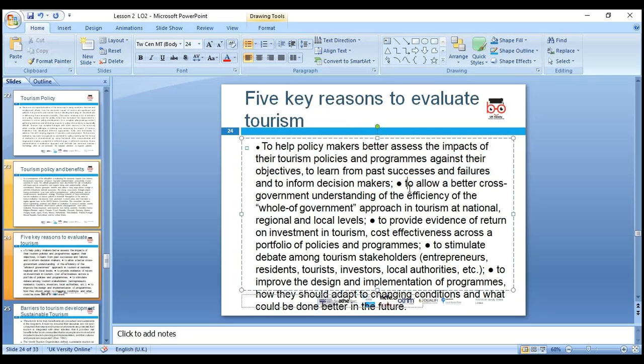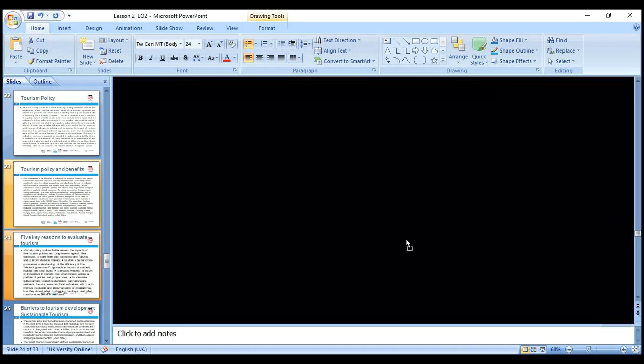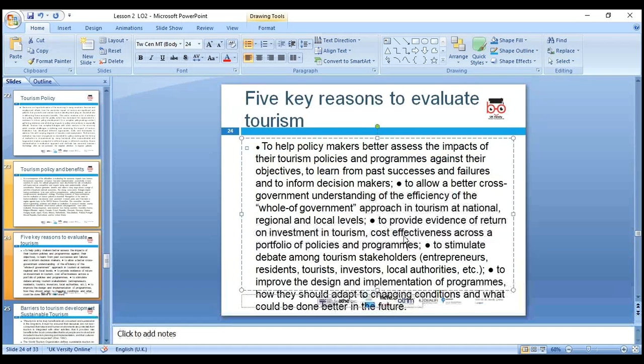Then this allows better cross-government understanding and efficiencies, a whole-government approach toward tourism at national, regional, and local levels. It develops evidence for return on investment, cost effectiveness. A lot of people say in the hospitality industry, return is 400% in food, travel, and tourism. But it depends how effectively you plan it and implement it. Not everyone, and the competition is huge as well.